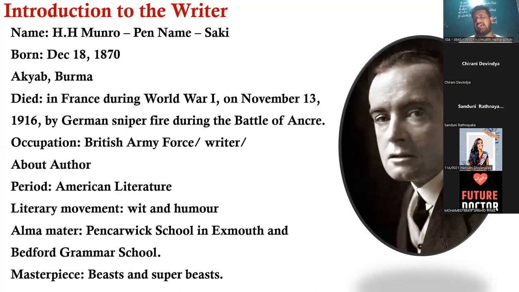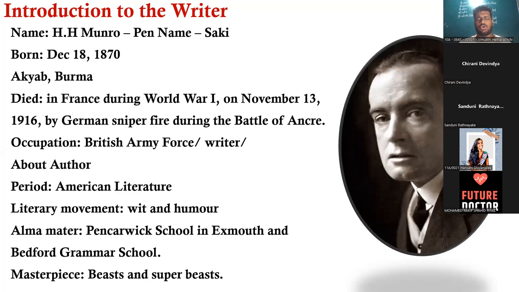And in all the short stories written by H.H. Munro, what you can realize is that he always tried to show the fact that children are much smarter than adults. Even though adults think that they know everything, the reality is that there are so many things that adults can learn from children. That is the basic idea.